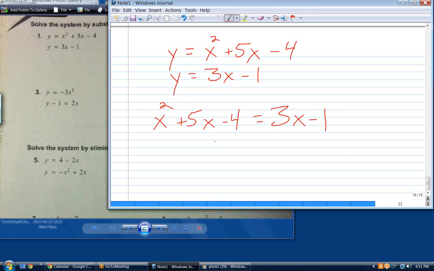What's the first step? Remember, when we're looking at a quadratic, we want to end up with 0 on one side and everything else on the other. That's unique about a quadratic. So what? Subtract 3x, minus 1. Okay, I can do it one at a time. First, I'm going to subtract 3x from both sides, and then I'm going to add 1 to both sides. So I'll do it in one step. Okay, now what? Now it becomes what kind of a problem?